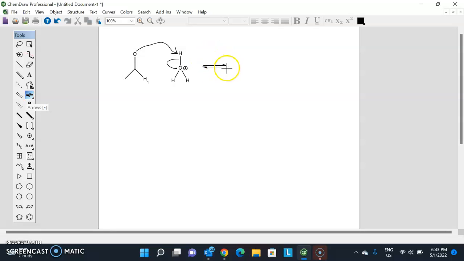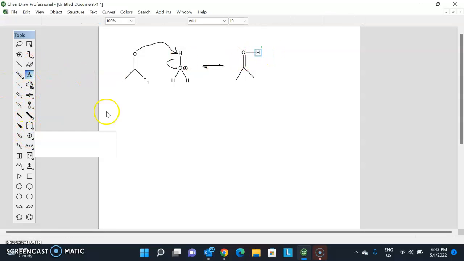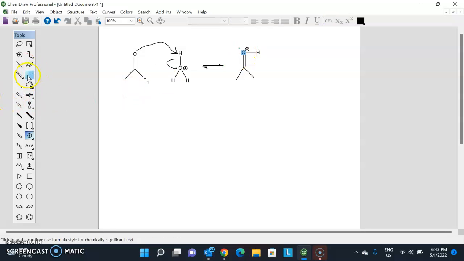Let me grab these arrows. This will give the positive charge to our oxygen, and we'll have a positively charged oxygen with the hydrogen that we just picked up. I'll add the positive charge in here. Okay, so that's what we have, and this is still hydrogen. So that's our first step.